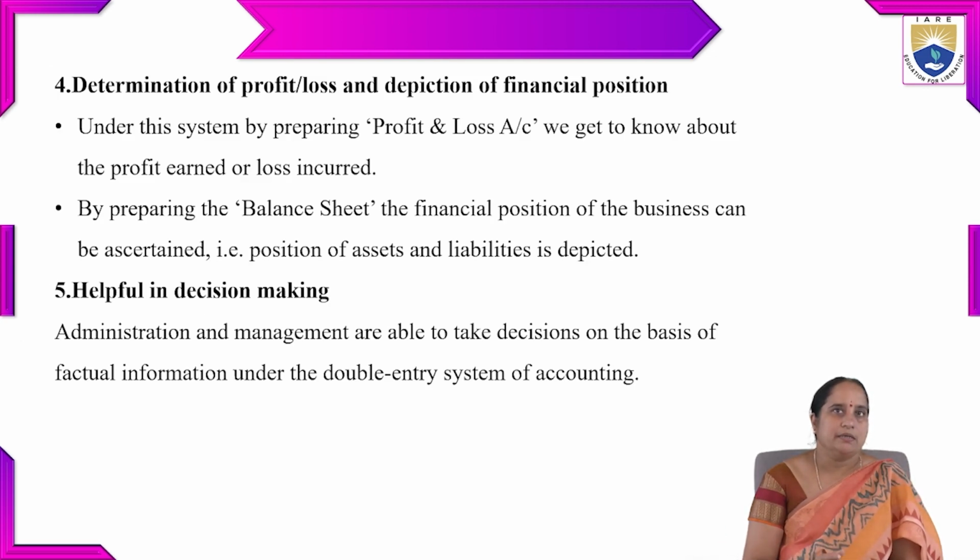And the fourth one is the determination of profit or loss and depiction of financial position. So under the double entry bookkeeping system, by preparing the profit and loss account, we are able to know about the profit earned or loss incurred. By preparing the balance sheet, the financial position of the business can be ascertained. It means that the position of assets and liabilities is depicted. So in the balance sheet, one can see the amount of assets and liabilities incurred in the business.